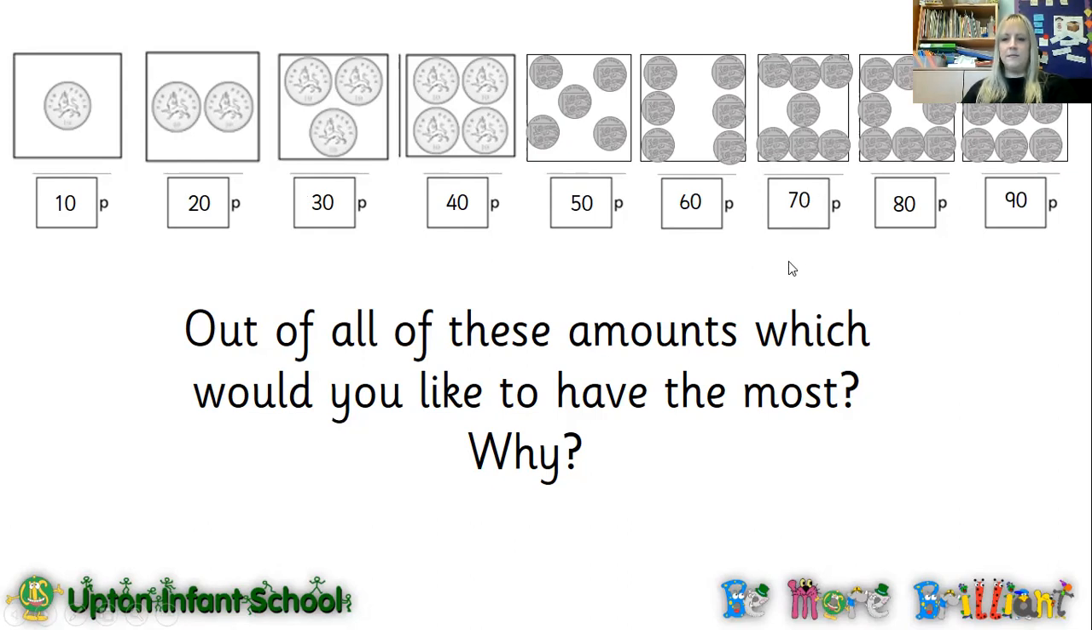Now, if I said to you, you could pick any of these amounts, I wonder which one you would choose and why. If it was me, I think I would choose this one, because this is the biggest amount. This is the greatest amount. And I think I could buy lots more sweeties or an ice cream maybe with my 90p than I could if I only had 10p. I wonder which one you would choose.